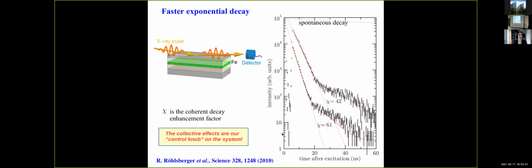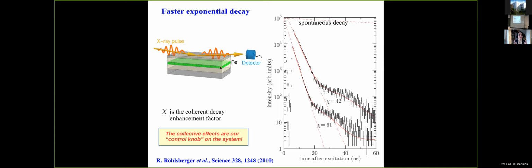Now, why? What happens here is that because we have a cavity field, which is kind of a standing wave, all iron nuclei see the field at the same phase, which allows them to interact collectively and decay collectively.